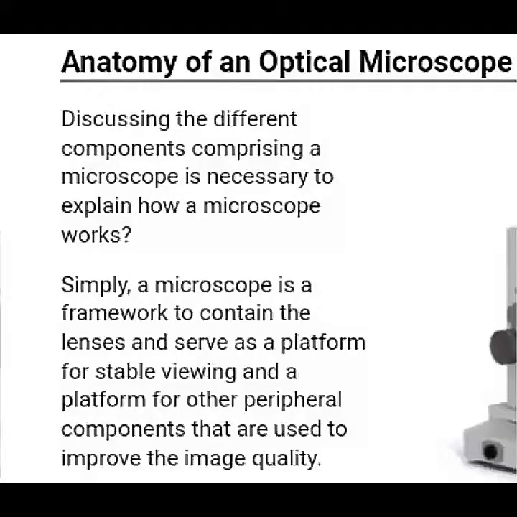Anatomy of an optical microscope. Discussing the different components comprising a microscope is necessary to explain how a microscope works. Simply, a microscope is a framework to contain the lenses that serve as a platform for stable viewing and a platform for other peripheral components that are used to improve the image quality.